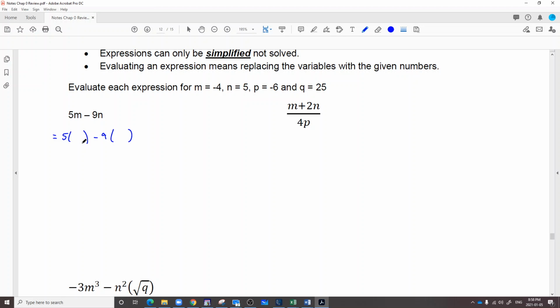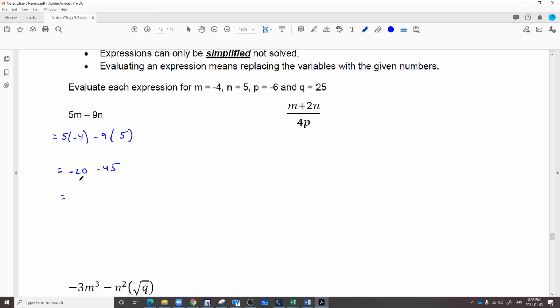When you put your number in for your variable, make sure you put brackets to replace the variable, because then it keeps everything neat and consistent. So I'm going to put in -4 for m. I'm going to put in a 5 for n. And now I'm back to the start of order of operations. So I'm going to do my multiplication. So 5 times -4 is -20. And then I've got -9 times 5 is -45.